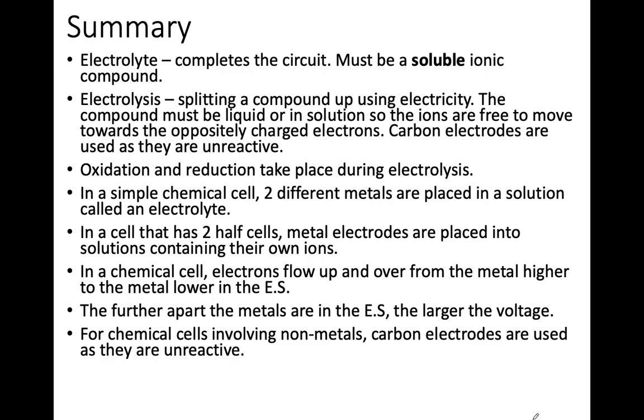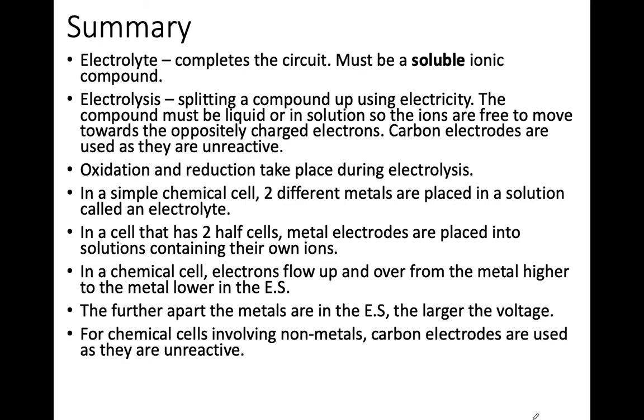So to summarise then, an electrolyte completes the circuit and it must be a soluble ionic compound. Electrolysis is splitting compounds up using electricity. We talked about that in our extraction of metals lesson. The compound must be a liquid or in solution to be electrolysed so that the ions are free to move towards oppositely charged electrodes. Carbon electrodes are used as they are unreactive. During electrolysis, both oxidation and reduction take place.